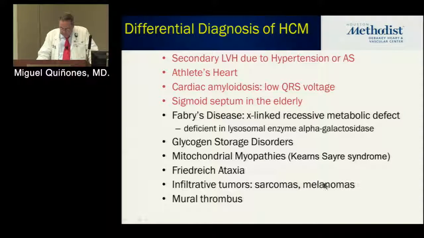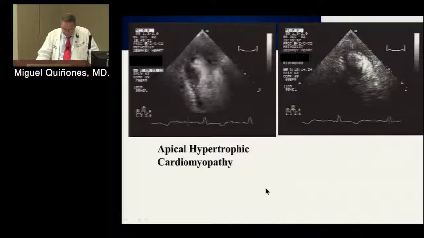Sarcomas, melanomas can infiltrate the myocardium in such a way that they can increase the thickness of the wall. And in your first look, it may look like HCM. That's the only reason why we mention it here. But the texture is different, and once you spend a little bit more time on the echo, most of the time you can tell that it's an infiltration and not muscle.